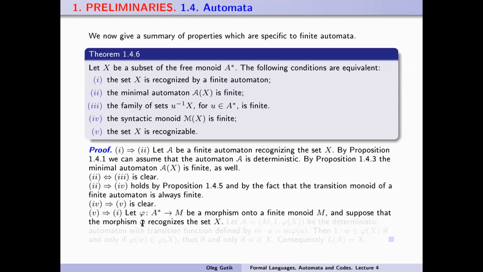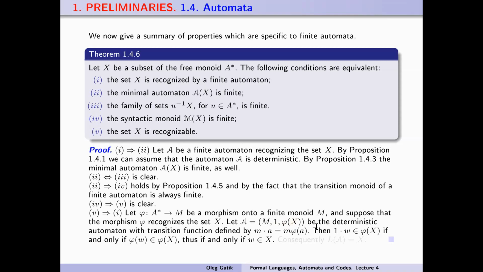Let φ be a morphism from the free monoid A* to a monoid M, where M is a finite monoid, and suppose that the morphism φ recognizes the set X. We define an automaton 𝒜 which consists of the states M. The initial state is the empty word, and the terminal states are the image of the set X under the mapping φ.